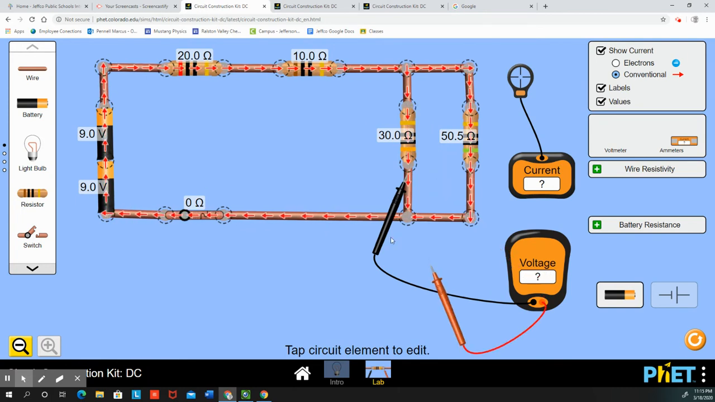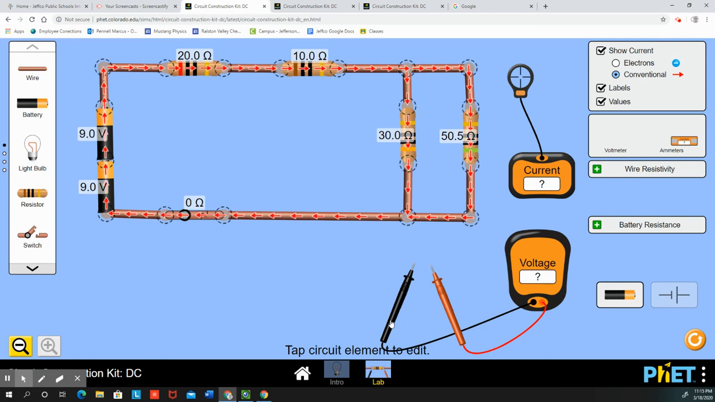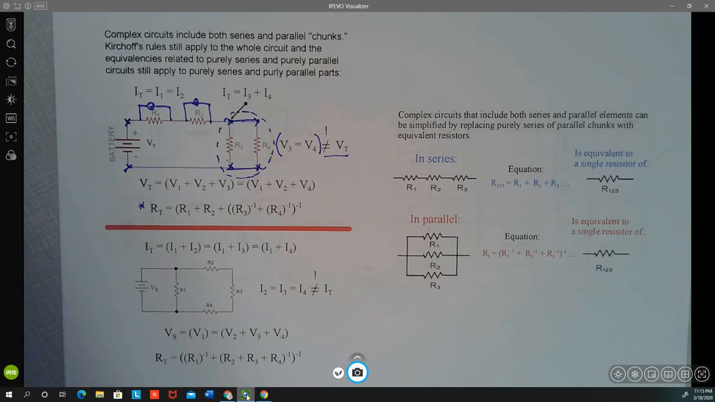So complex circuits have to be broken down into chunks, and we can think about this as a parallel chunk. And then once we simplified this into one resistor, we could think about it as a series circuit. All right, let's take a look at the bottom one on that first slide now. So going back to the notes, let's take a look at this one.